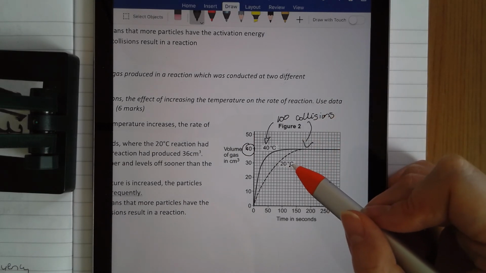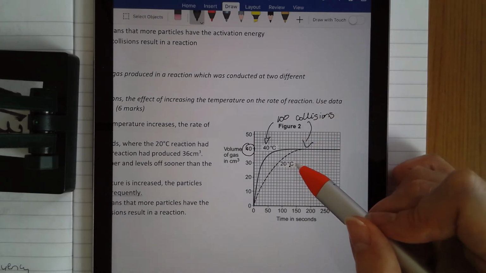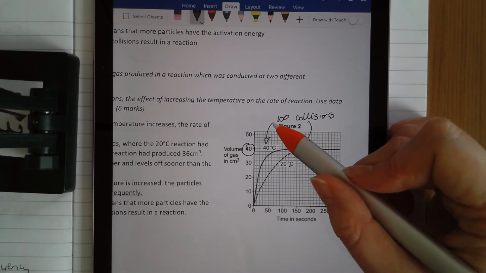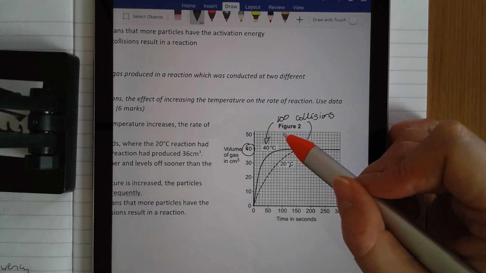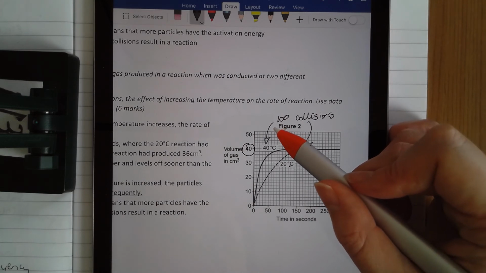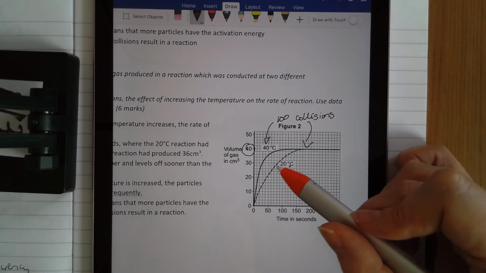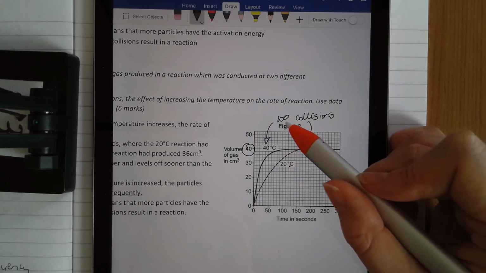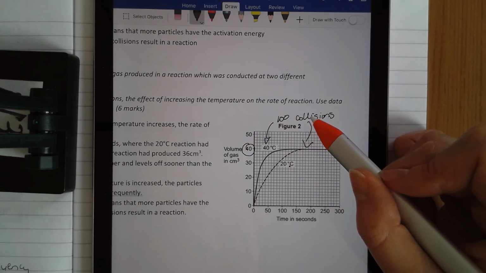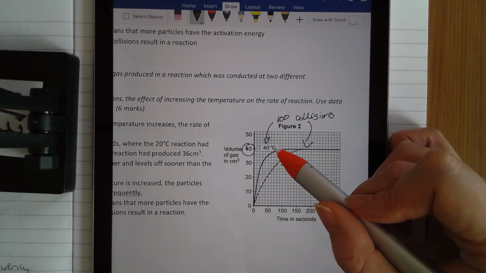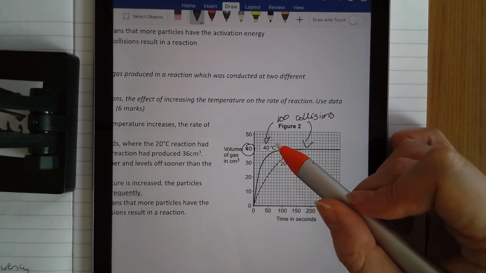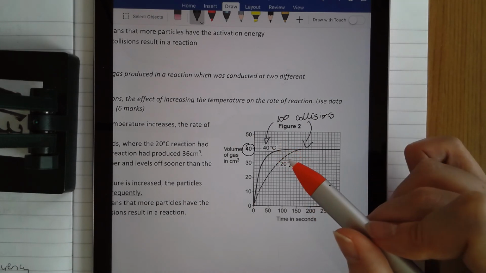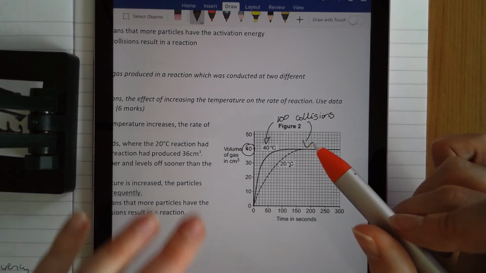It just took longer. That's why when we're talking about this, I can't say that I'm getting more collisions at a higher temperature, or more collisions at a higher pressure, or more collisions with a greater surface area. You're still getting the same amount of product, so you're getting the same amount of collisions. What the difference is that those collisions are happening faster. So we say there's more frequent collisions instead of more collisions.